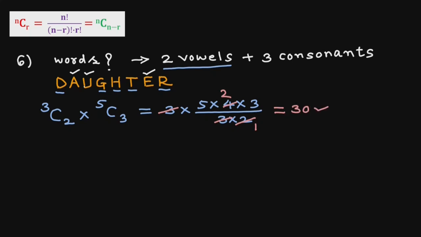But this is not all. These two vowels plus three consonants, that is 5 letters, can arrange between themselves in 5 factorial ways. So the total number of ways in which the required number of words can be made will be 5 factorial multiplied by this 30, 120 multiplied by 30, 3600 words.